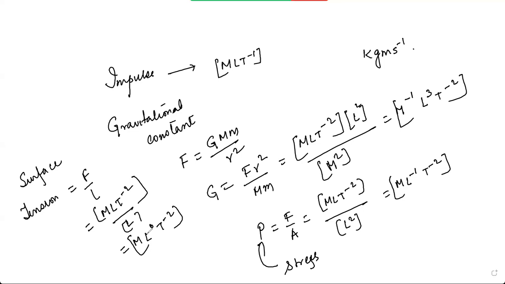For calculating the dimensions, we have to know all these basic formulas. If we have to calculate the dimensional formula of charge, so charge is current multiplied by time. So the dimensional formula of current is ampere, A. And dimensional formula of time is T. So the dimensional formula of charge is M^0 L^0 T A.